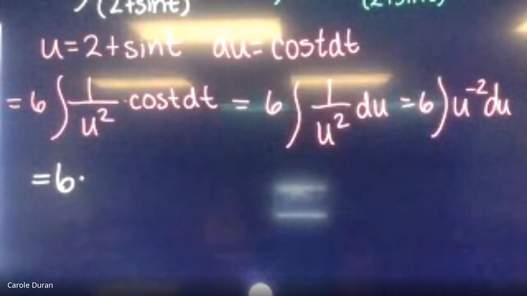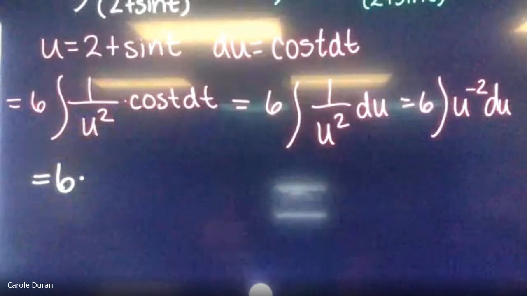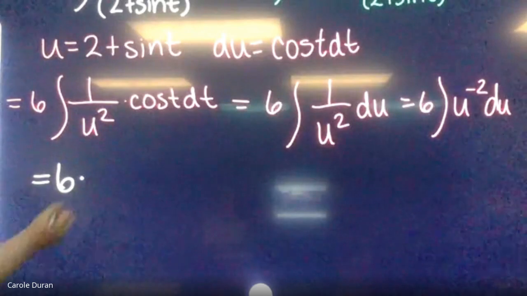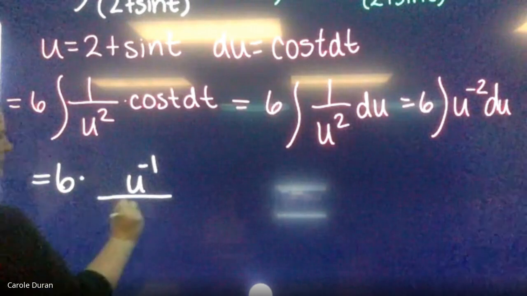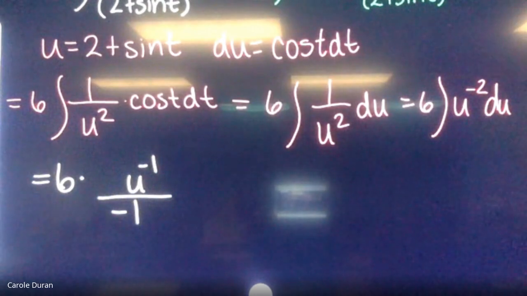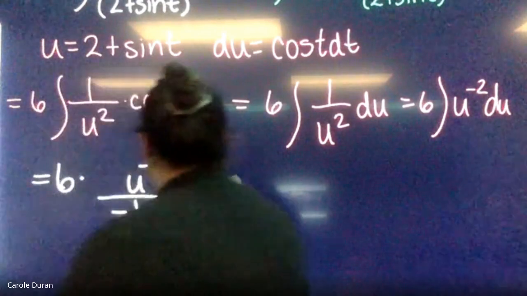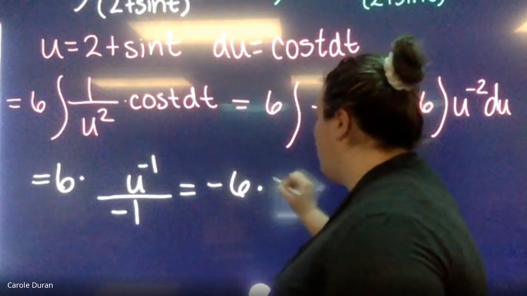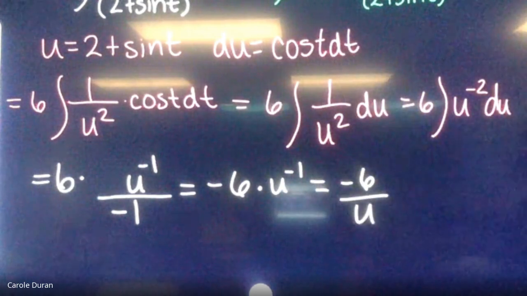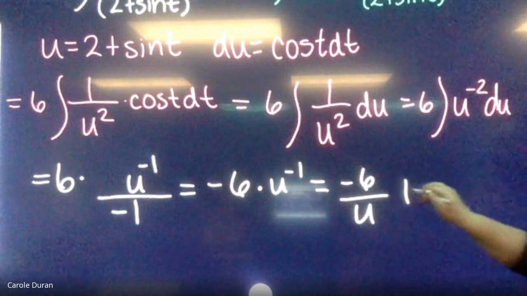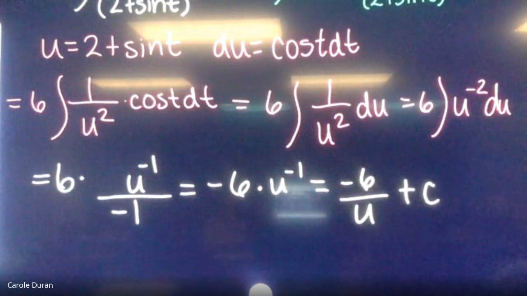Kevin, what'd you come up with? -6 over 2 plus 19. Before we put the u back in, what did you have? What is just the antiderivative of u to the -2? -1 over... so -1 u to the -1. That's not what I wanted. u to the -1 over -1, right? Which is the same as -6 times u to the -1, which is the same as -6 over u. I just dropped that back down. And then plus c, and then I can put my u back in.